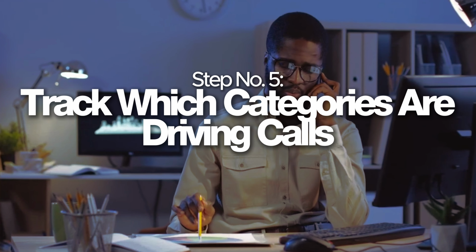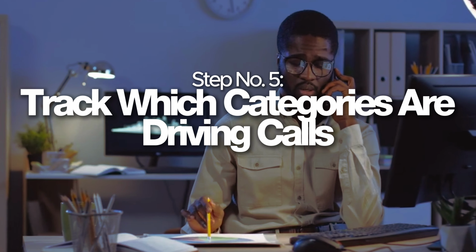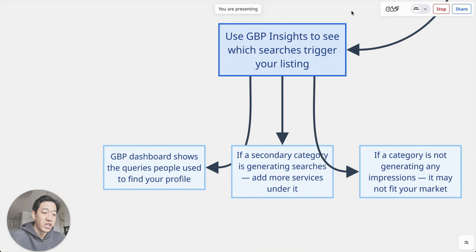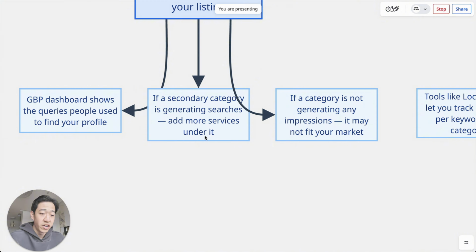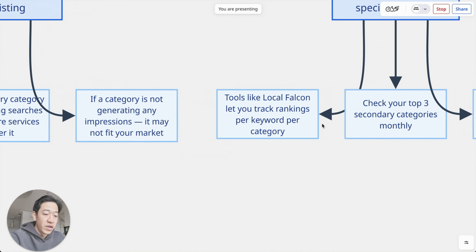Next, step number 5 is track which categories are driving calls. So use GBP Insights to see which searches trigger your listing. So the GBP dashboard shows the queries people use to find your profile. If a secondary category is generating more searches, add more services under that. And if a category is not generating any impressions, it may not be a fit for your market.